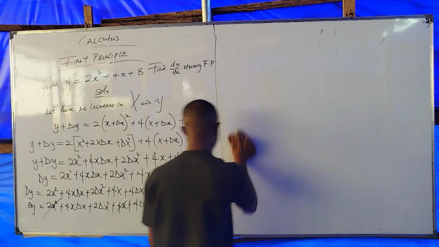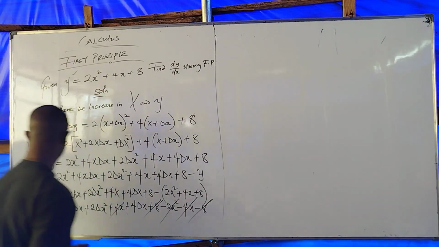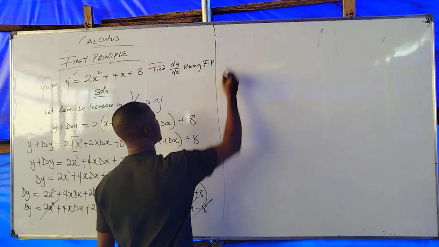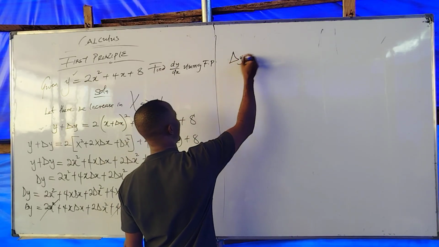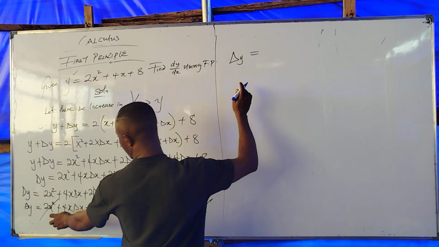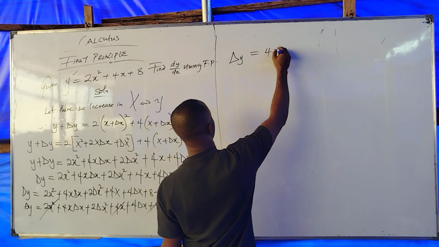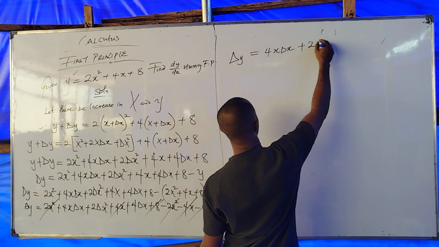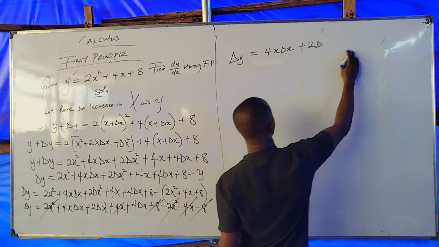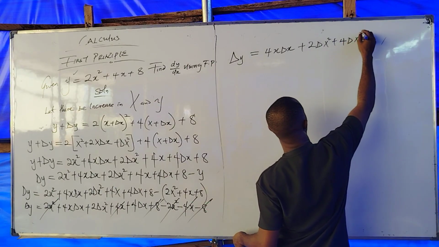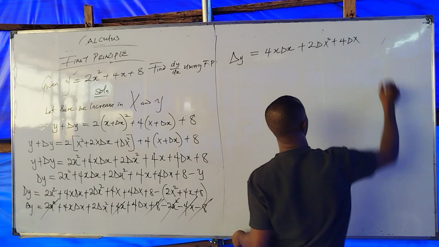Also again, what am I saying? The y, is that the y? I've said it several times. Delta y is equal to what? 4x delta x plus 2 delta x squared plus 4 delta x. This way, right?